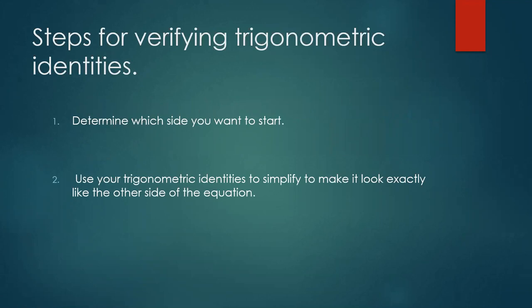There's only really two steps for verifying trigonometric identities. The first one, you have to determine which side you want to start on. And yes, it's good to tell whoever's grading your paper which side you want to start on. So if you want to start on the left side, just say left, right, say right. And then you're going to use your trigonometric identities to simplify it to make it look exactly like the other side of the equation.